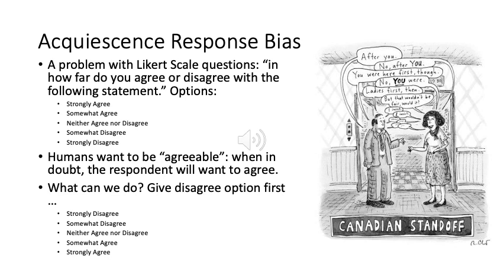Now, humans, and Canadians in particular, as you can see in the cartoon, want to be agreeable, particularly when they're not 100% sure about what their opinion is. The respondent will want to agree. What can we do? Well, we can't change the makeup of human psychology. What we could do is give the disagree option first, in order to increase the chances that the respondent will optimize and not satisfice, that they will think about the question.